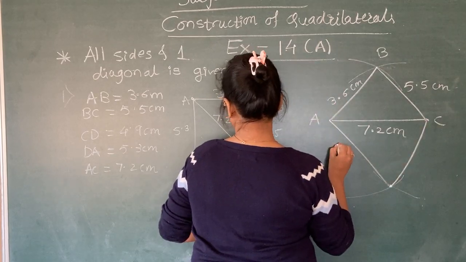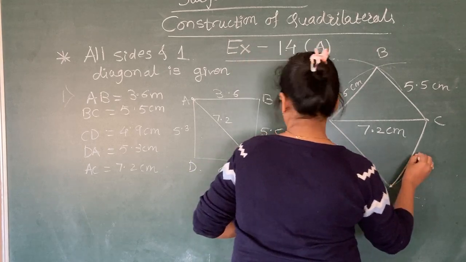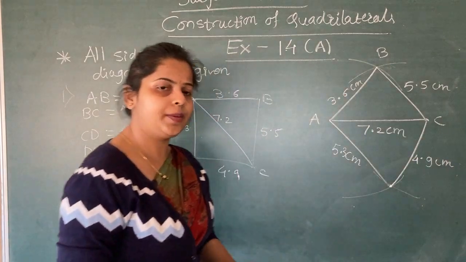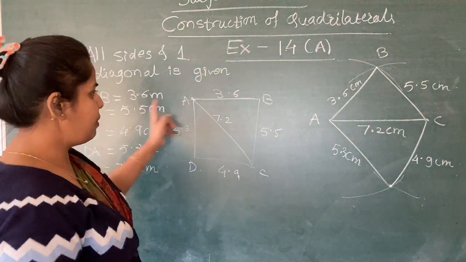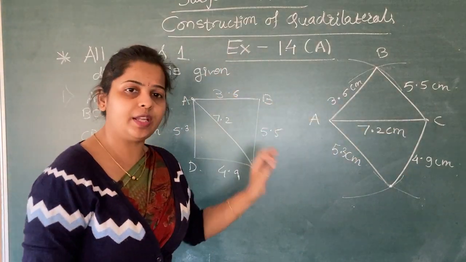This is 5.3 centimeter and this is 4.9 centimeter. Okay, easy. All the sides and one diagonal are given. Make the diagonal as the base. Then drawing a rough sketch is very important.